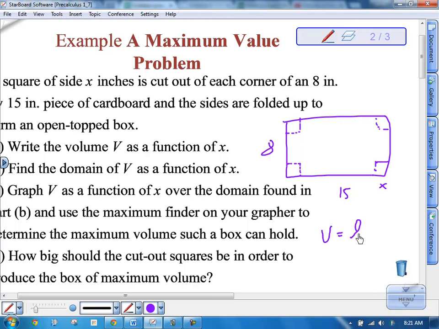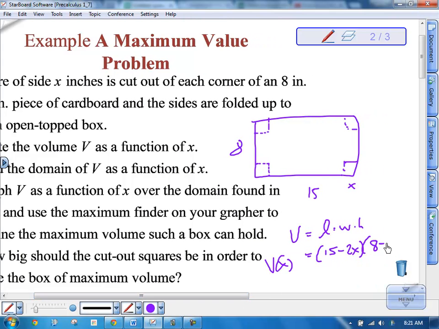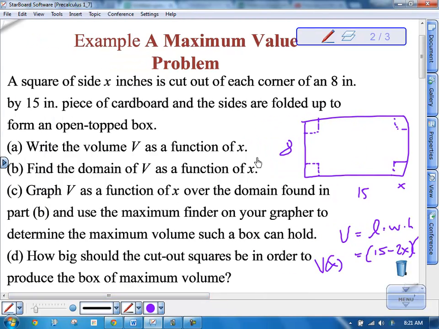Okay, so volume is length times width times height. So the volume of this box in terms of x would be, the length would be 15 minus 2x. The width would be 8 minus 2x. And the height would just be x. When you fold this little part up, the height would just be x. All right, so there's our volume function in terms of x.